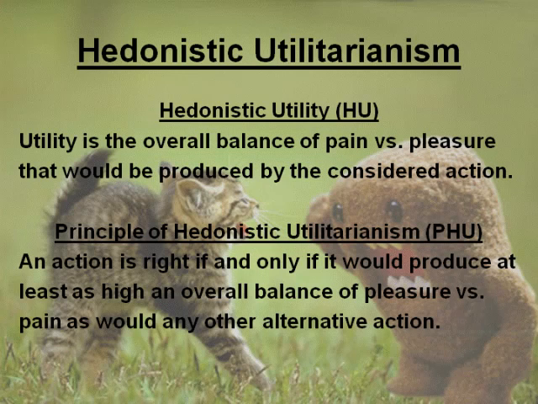Now, utilizing this brings us to our principle of hedonistic utility. That is, the utility is the overall balance of pain versus pleasure that would be produced by the considered action. If we plug that into our theory of the right, it tells us that an action is right if and only if it would produce at least as high an overall balance of pleasure versus pain as would any other alternative action. Again, this may seem mathematical, and there's a good reason. We're going to be doing a little bit of math.